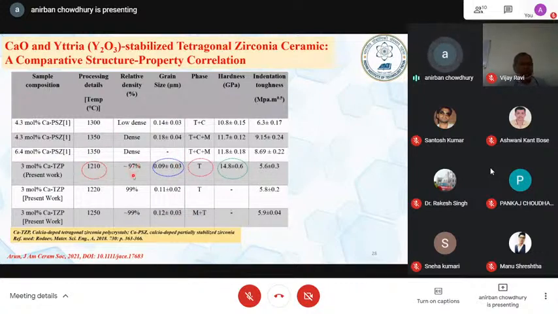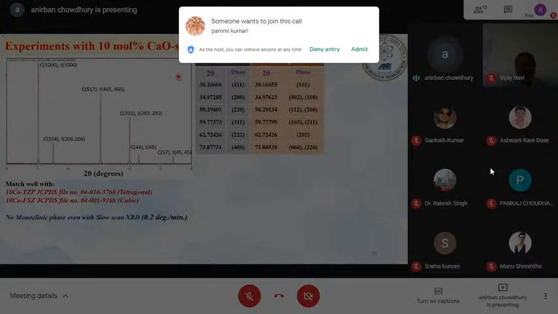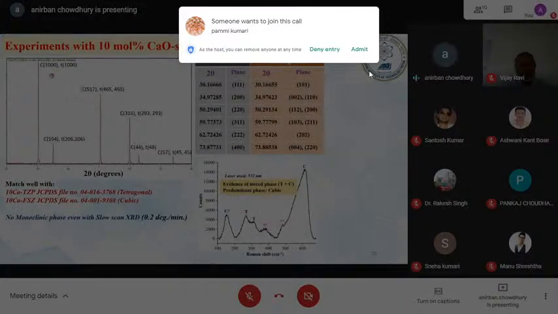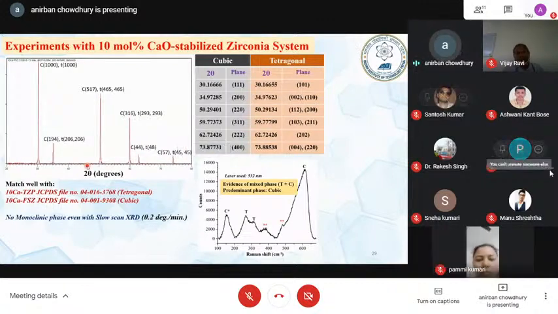So we got similar density, but our grain size is much lower compared to them. Why is this work at all important? Well, before I say that, we are also working with this 10% for the cubic phase stabilized. Till now, whatever we have got is a mixture of cubic and tetragonal phase, and we are still working. These are very initial, very introductory results, so I will not talk about more.